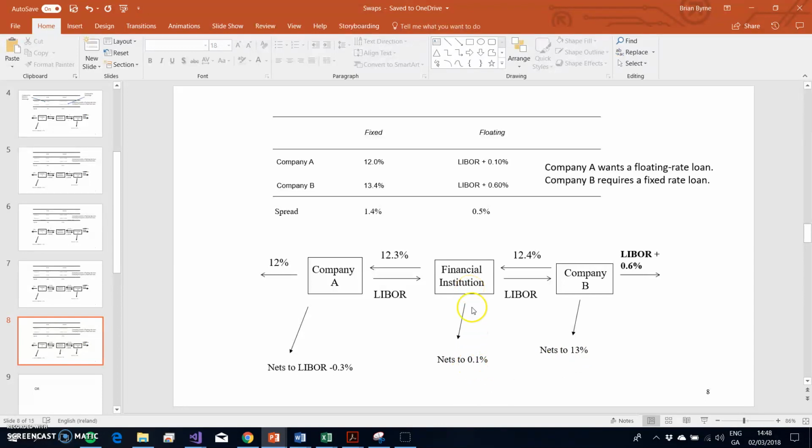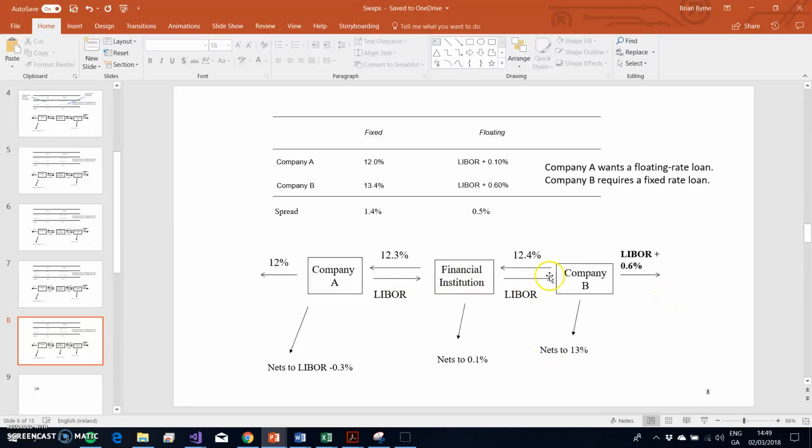financial intermediary. Again, the financial intermediary has to be paid something because they have to run a swaps book. They have to find A and B. They have to have a certain amount of collateral and so on to manage the credit risk. So this is not trivial. So the financial institution is getting something for negotiating this swap between the two counterparties.